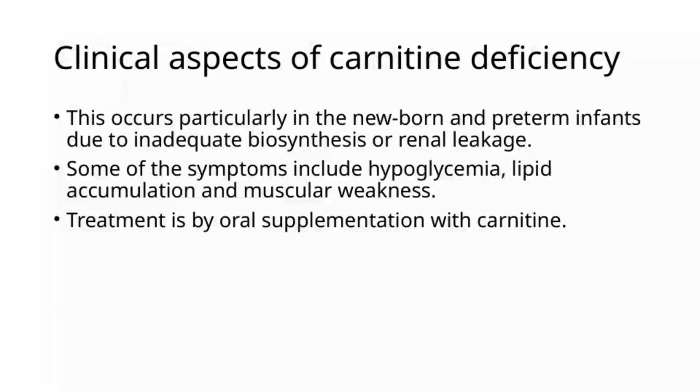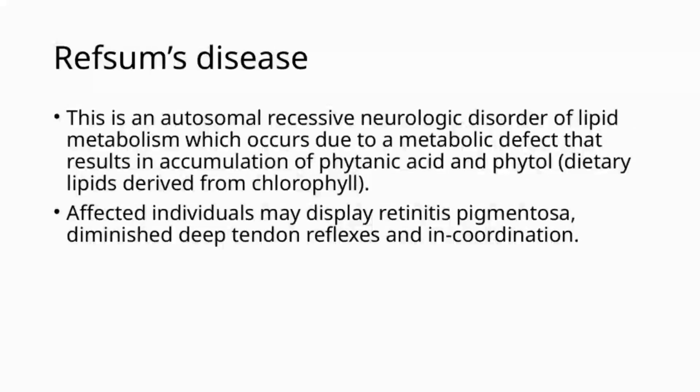This slide discusses Refsum's disease, which is an autosomal recessive neurologic disorder related to lipid metabolism. Essentially, it's a genetic condition where the body has a defect in breaking down certain lipids, specifically phytanic acid and phytol. These are dietary lipids that you get from chlorophyll in plant foods. Because of this metabolic defect, these substances start accumulating in the body, leading to various neurological and visual issues.